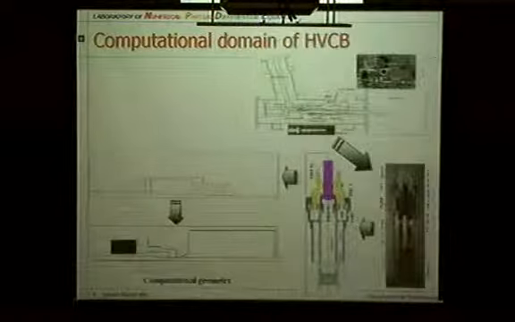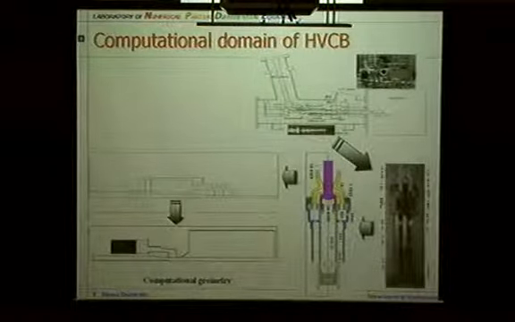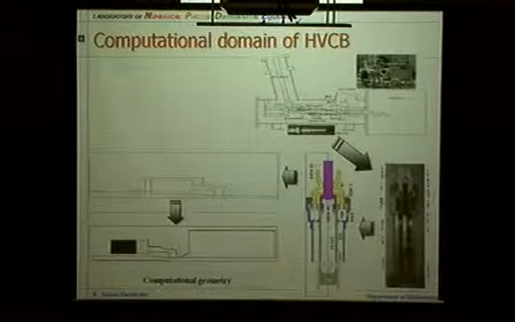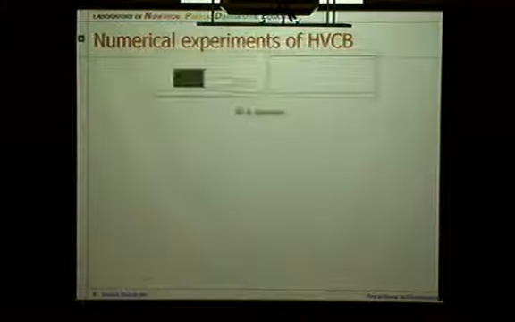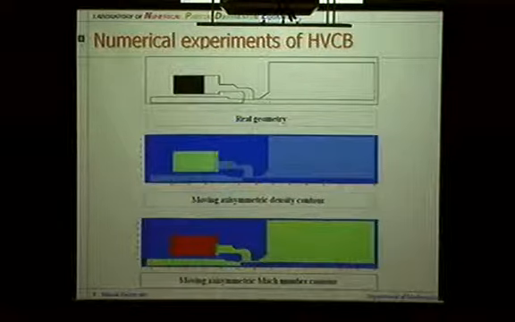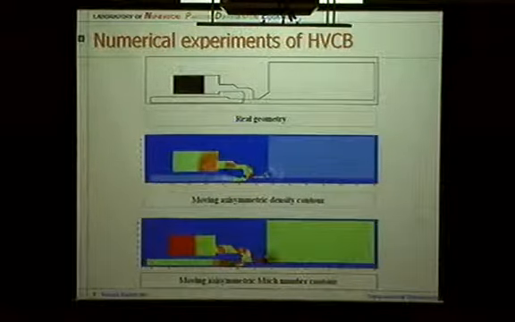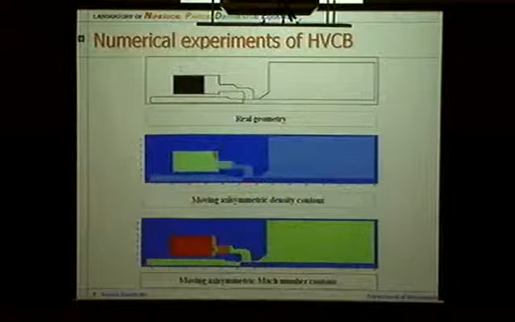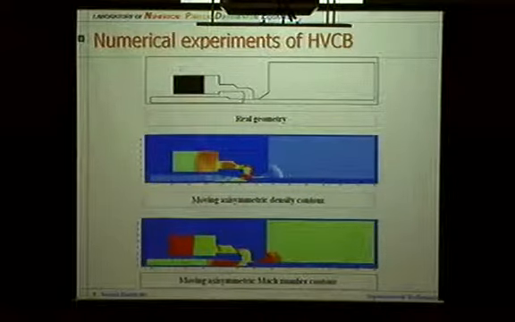Okay. So now we consider real geometries. This is a real geometry, and this is a gas chamber, and the piston is coming from the left-hand side, and this electric contact is moving. So this is a real geometry. So we took these real geometries, and with this real geometry, so far we didn't consider any electric field here. This is only the flow of the gas.